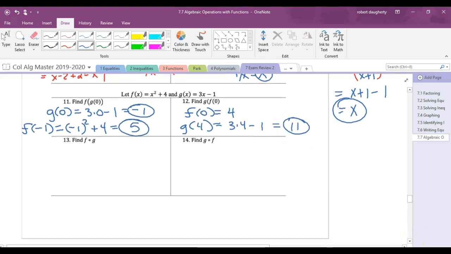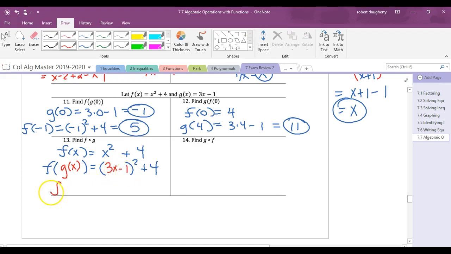Find f composition g. Okay, so f of x is x squared plus 4. Just rewrite it with blank parentheses. What gets substituted in is g of x. What is g of x? That is 3x minus 1. So f composition g is (3x minus 1) squared plus 4.